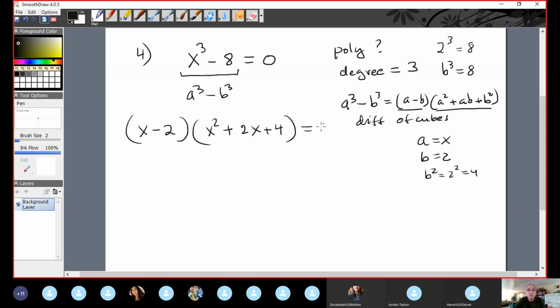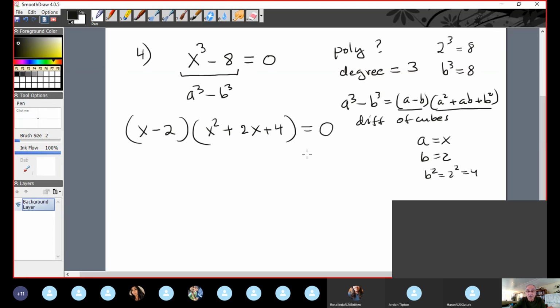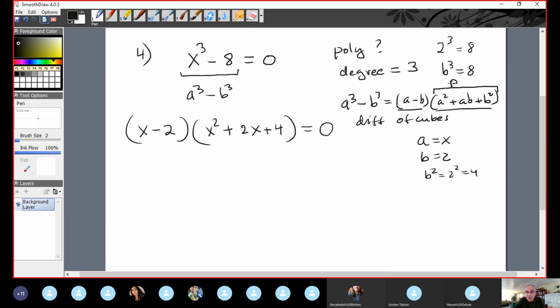Everyone follow me? Yes. Okay, now, important moment. Always, I guarantee you this idea. Look, this trinomial, when you are doing the factorization for the difference of cubes or the sum of cubes, this trinomial is always prime.